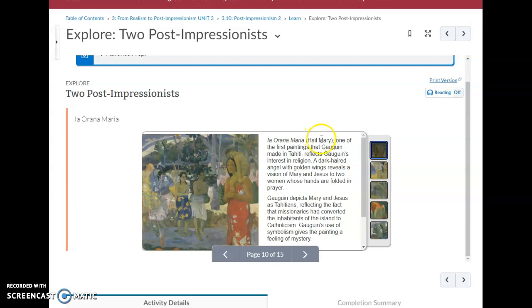La Orana Maria, Hail Mary, one of the first paintings that Gauguin made in Tahiti, reflects Gauguin's interest in religion. A dark-haired angel with golden wings reveals a vision of Mary and Jesus to two women whose hands are folded in prayer. Gauguin depicts Mary and Jesus as Tahitians, reflecting the fact that missionaries had converted the inhabitants of the island to Catholicism. Gauguin's use of symbolism gives the painting a feeling of mystery.